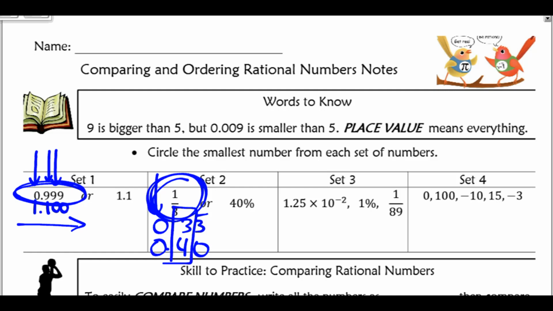Same exact thing on the next one. I'm just going to compare these by lining them up. 1.25 times 10 to the negative second. That turns into that decimal. Then 1% is 0.01. I'm going to fill in 2 extra zeros just so I can compare. And then 1 divided by 89 is 0.0112.